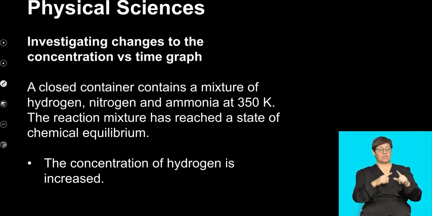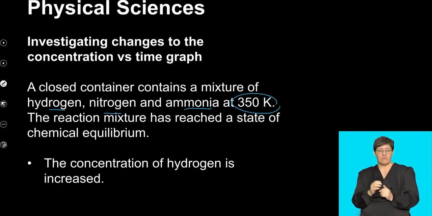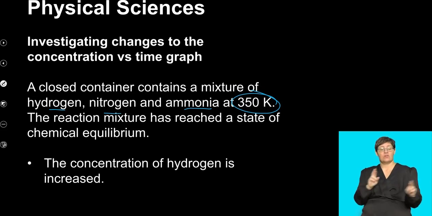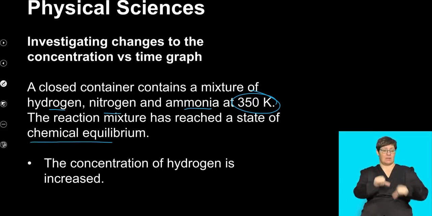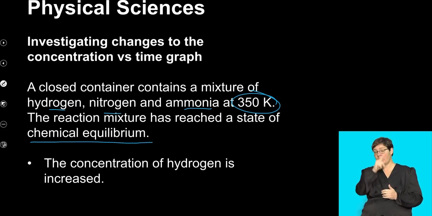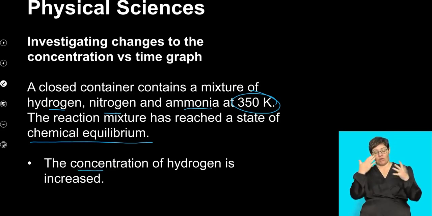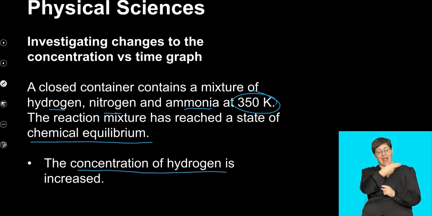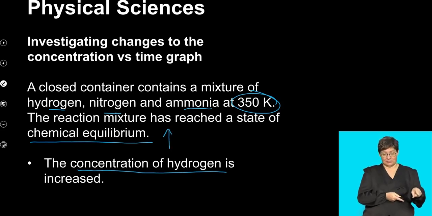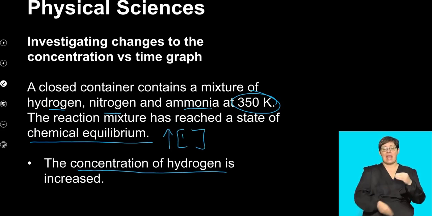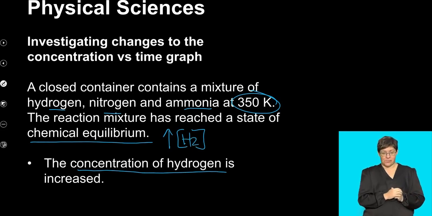A closed container contains a mixture of nitrogen, hydrogen, and ammonia at 350 Kelvin. The reaction mixture has reached a state of chemical equilibrium. Remember what I said last time? There must be a state of chemical equilibrium, else the equilibrium cannot be disturbed. So in this case, the concentration of hydrogen is increased. Now, what you should think about is the disturbance is an increase in hydrogen gas.